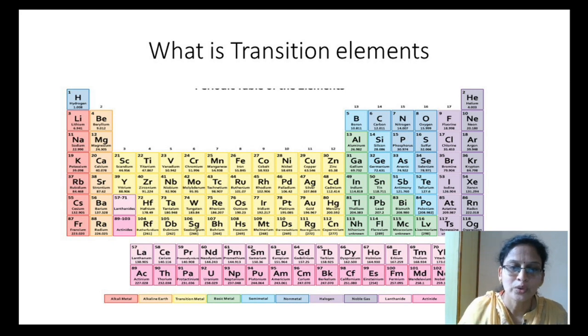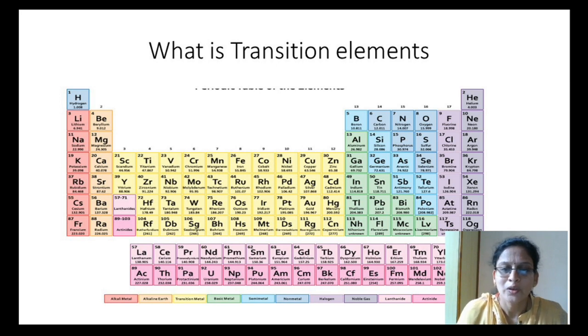We'll move to group 11, that is copper, silver and gold. They are the coinage metals. In their elementary form the d orbital is completely filled: copper 3d10, silver 4d10, gold 5d10. But in the oxidation state, Cu plus 2 is 3d9, Ag plus 2 is 4d9, and for gold, Au plus 3 is 5d8. So in the elementary form the d orbital is completely filled, but in their oxidation state the d orbital is partially filled. So they are the transition elements.